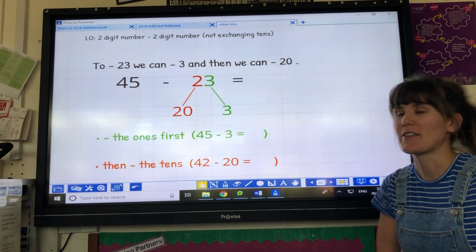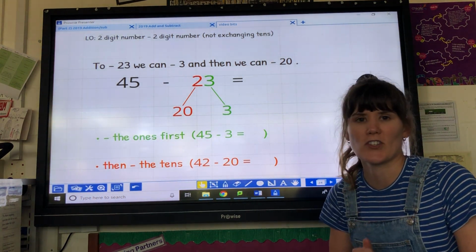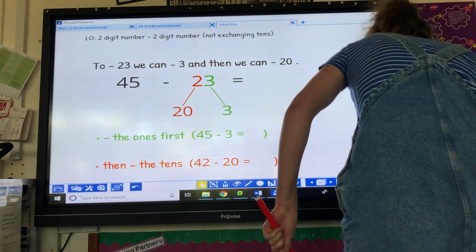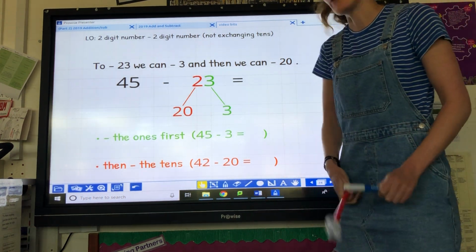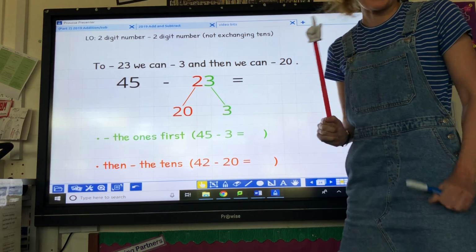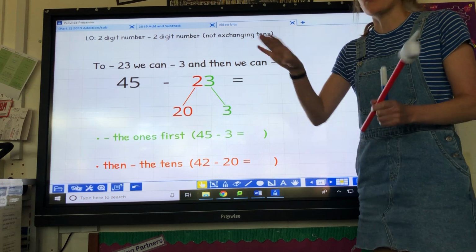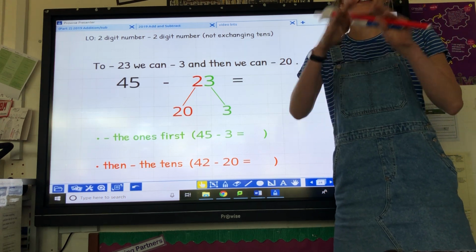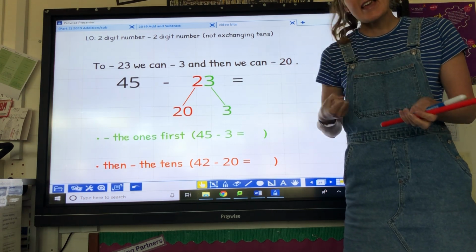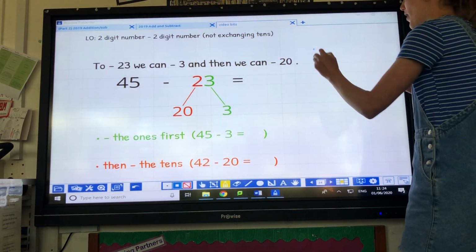Children, today I'm going to teach you how to subtract a 2-digit number from another 2-digit number. So, our number sentence that we're starting with is 45 subtract 23. Okay, and how we're going to do that is we're going to break it down. So when we're subtracting, we always start with our whole and we're taking from the whole. So our whole is 45.